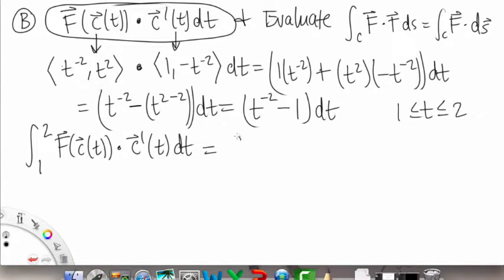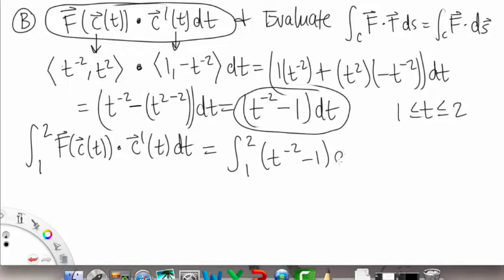Okay, so now what we can do is just plug this in, as we found from previous steps, into here. So we just get t to the negative 2 minus 1 dt. Okay, so when we integrate this, we get a t to the negative 1, then we have to have a negative sign in front, minus another t, as t goes from 1 up to 2.